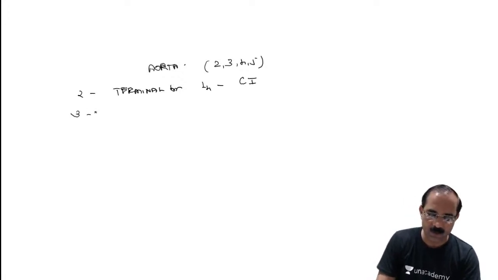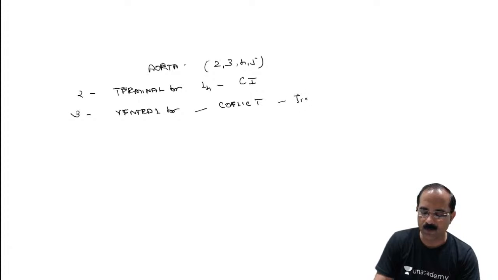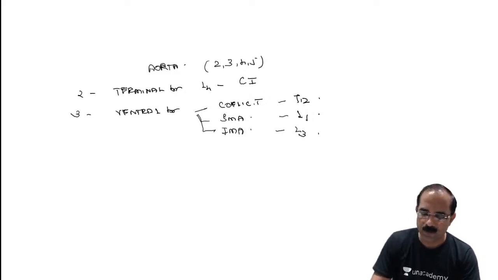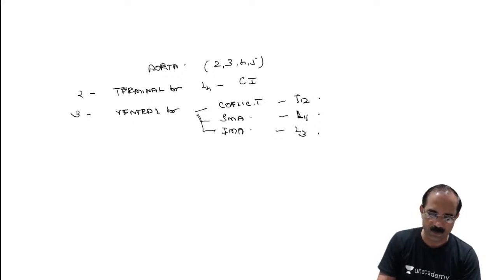What is 3? 3 is ventral branches. What is the first ventral branch? Celiac trunk. We saw this, at what vertebral level is it? T12. And what is its supply? Foregut, celiac trunk. The second is superior mesenteric artery. What is the vertebral level? L1. And what is its supply? Midgut. And the last one is inferior mesenteric artery, hindgut, and level is L3. This is L1 vertebral level, this is L3.